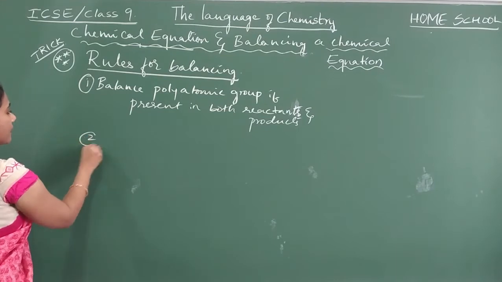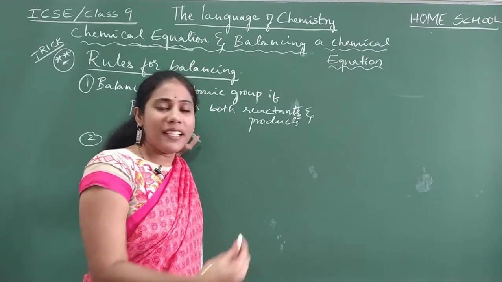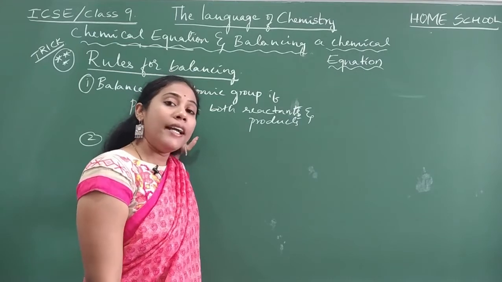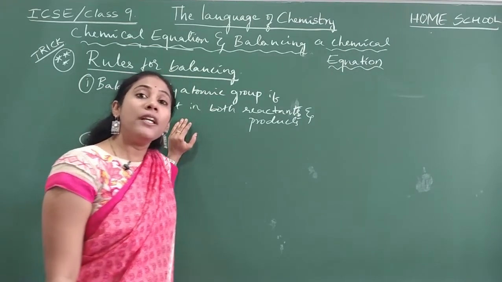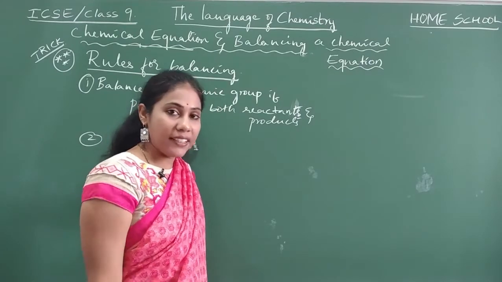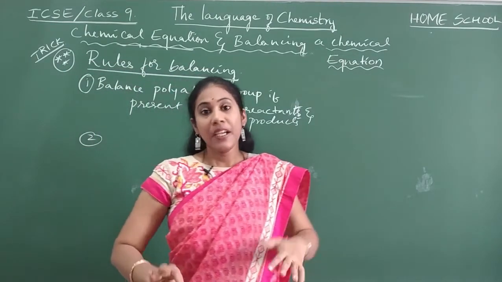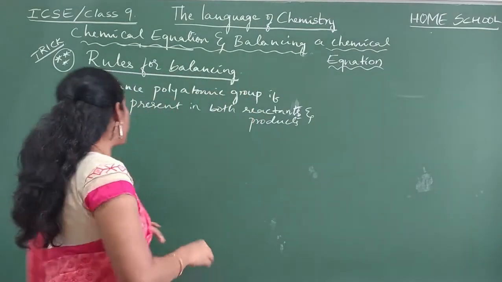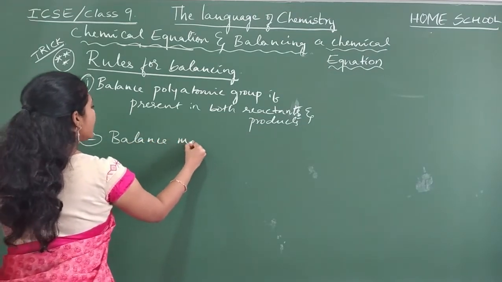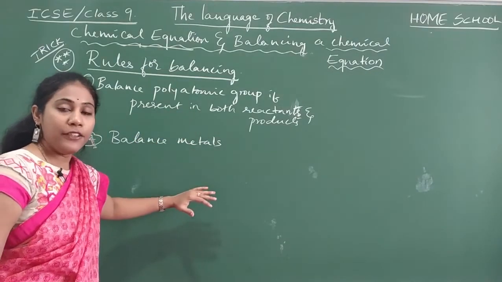And the second rule is, once you balance polyatomic groups, you all know what we mean by polyatomic groups. Many a time I kept on telling about this in my previous videos. Yes or no? And if you want more details about polyatomic groups, you can go to video number 2 of this chapter. If you go to the description box, you will find it. Okay. So balancing of polyatomic groups must get over initially. And after balancing polyatomic groups, then you have to go for balancing metals. Okay. Balance metals next. You have to go in this particular order, then you feel it is easier.